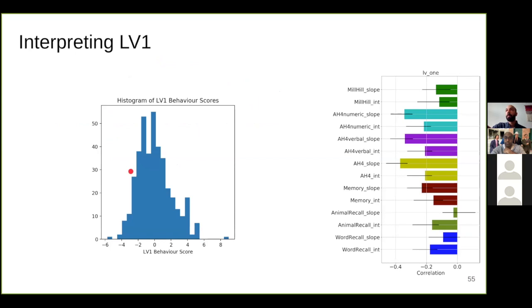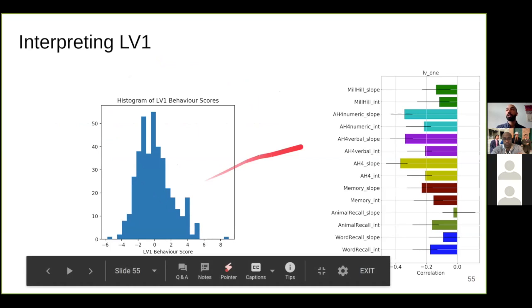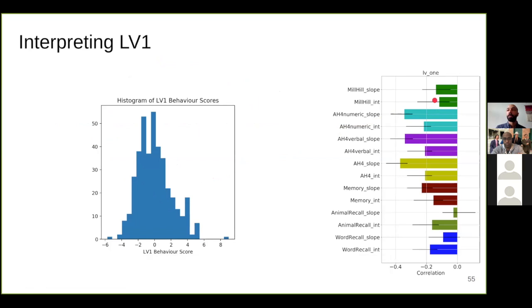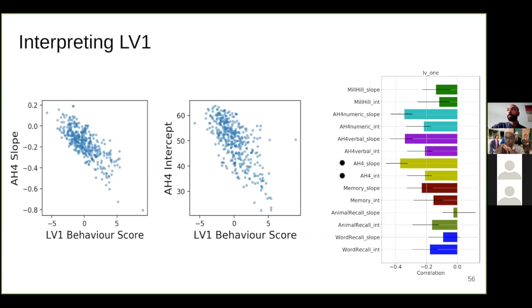Here's a histogram of the latent variable 1 behavior scores. So each individual actually has a weighting describing how much they express this pattern. So if you are very high on the right end of that histogram, you show this pattern. Whereas if you are on the low end, you actually show the inverse. So you can use this latent variable and these behavior scores to separate individuals along this axis of high starting point, slower decline versus low starting point and steeper decline.